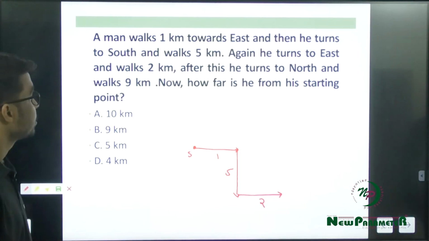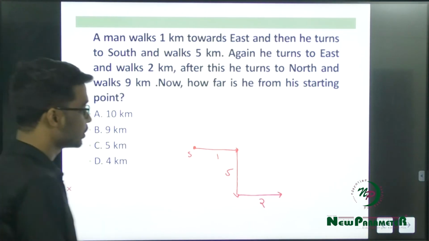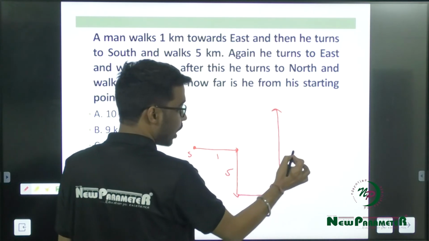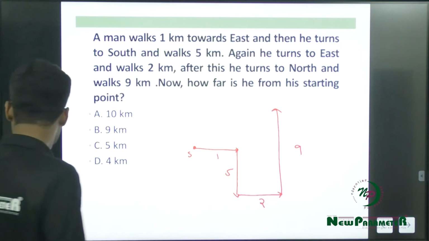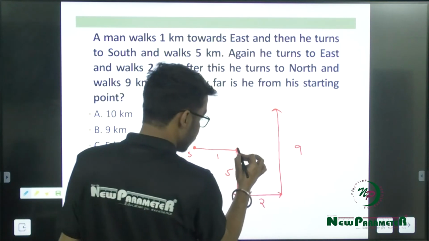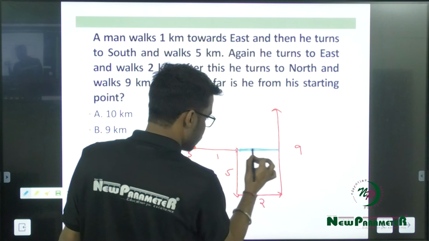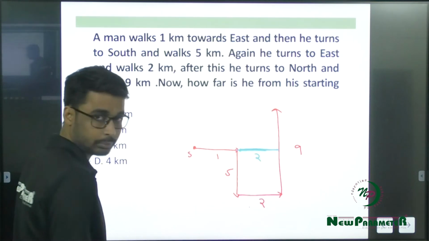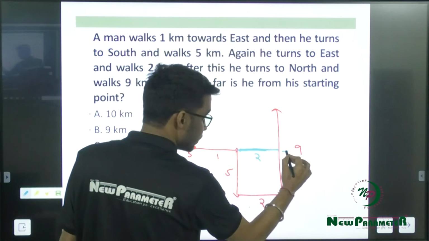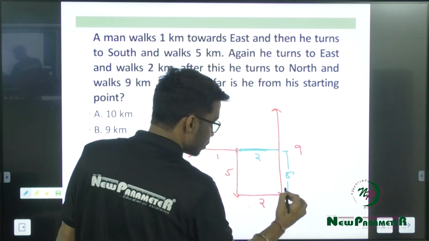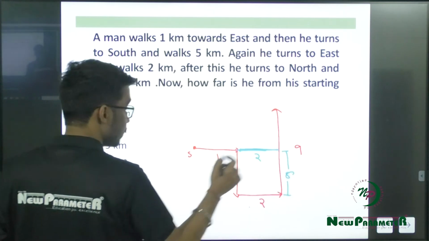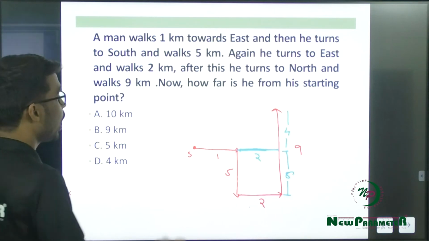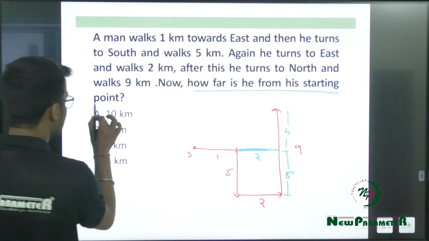So this is 2 kilometers. After this he turns to north and walks 9 kilometers. Now from this point he walked in the north direction up to a distance of 9 kilometers. So when I join this particular line, as this is parallel to this, its distance would be 2, and this line is parallel to this line, so it would be 5. So the remaining distance over here would be 4, right?